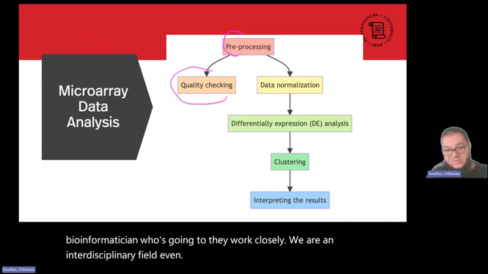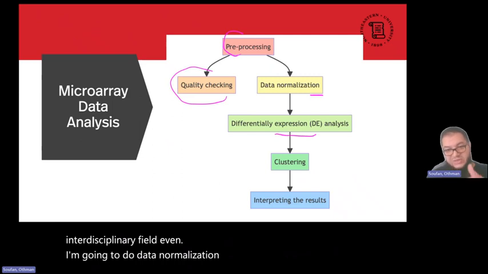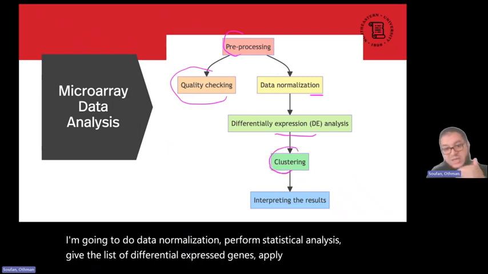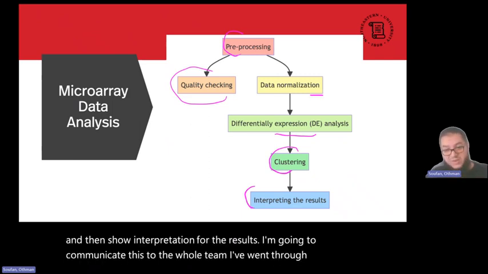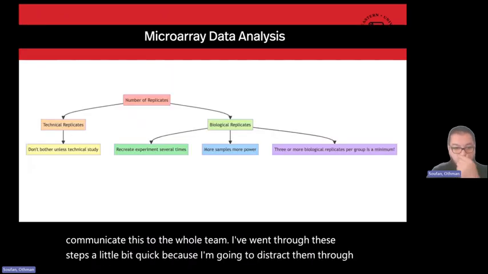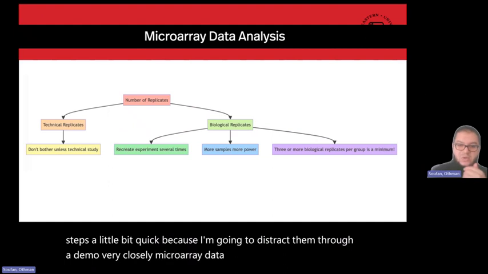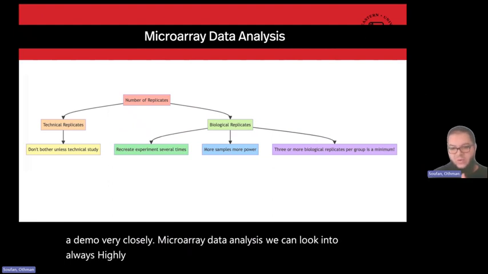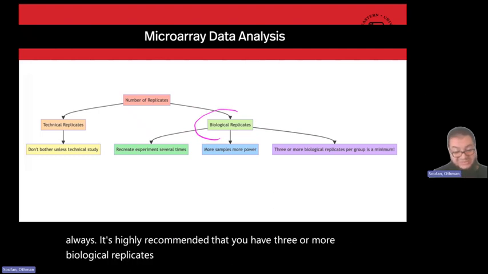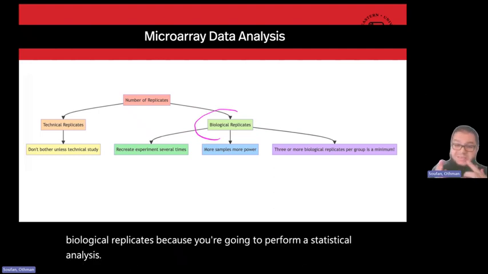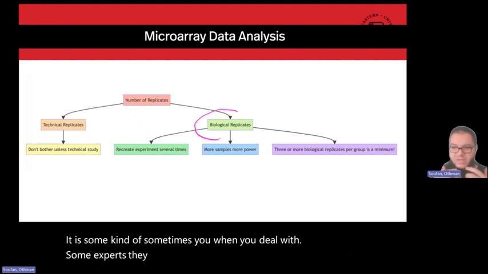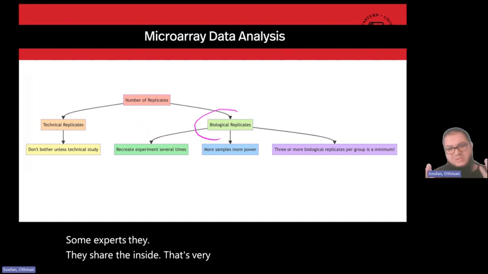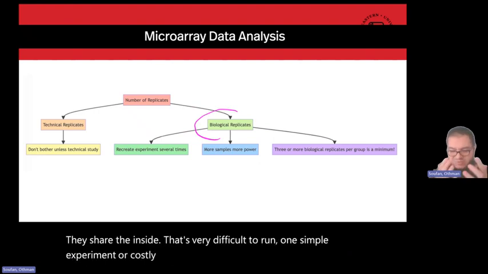Then I'm going to do data normalization, perform statistical analysis, give the list of differentially expressed genes, apply some clustering, and then show interpretation for the results. I'm going to communicate this to the whole team. I've gone through the steps a little quickly because I'm going to illustrate them through a demo very closely. For microarray data analysis, it's highly recommended that you have 3 or more biological replicates because you're going to perform a statistical analysis. Sometimes when you deal with experts, they share the insight that it's very difficult, or costly, to run one single experiment.